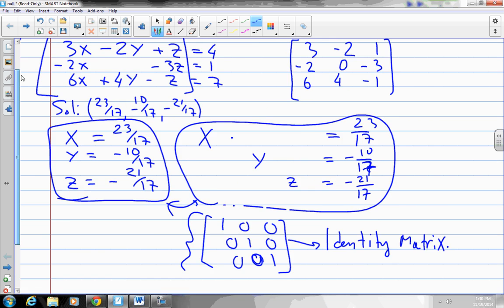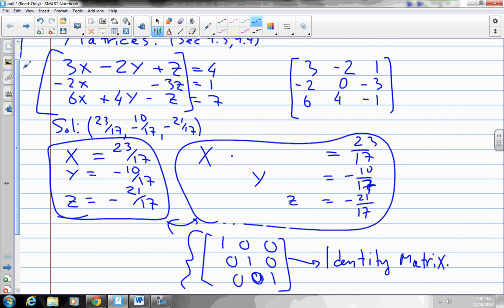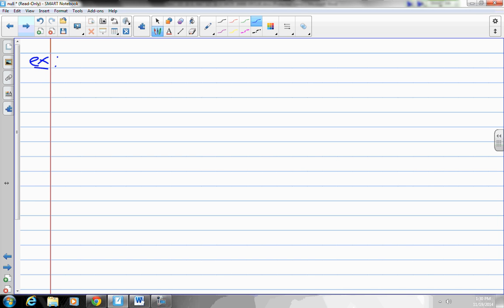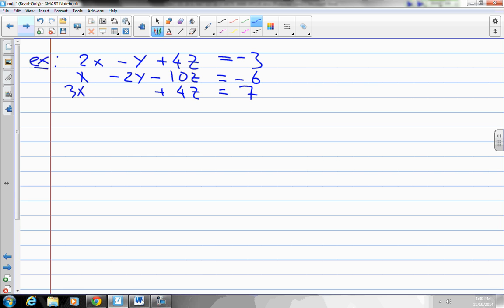So let me just play with some solving systems by using matrices, okay? Because again, all I need are the coefficients. So here's an example, and we're going to start it kind of slow. Here's a system: 2x minus y plus 4z equals -3, 1x minus 2y minus 10z equals -6, and then 3x no y plus 4z equals 7.